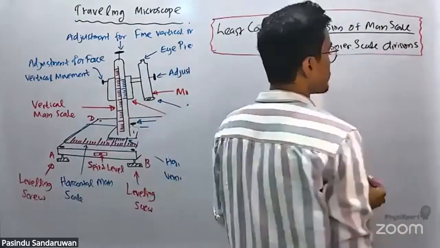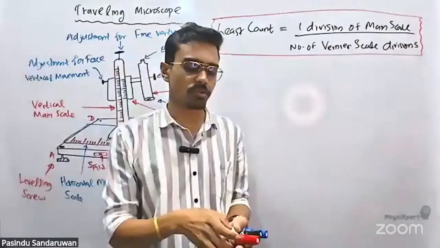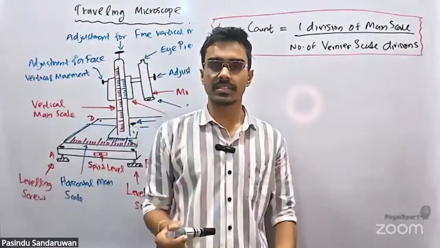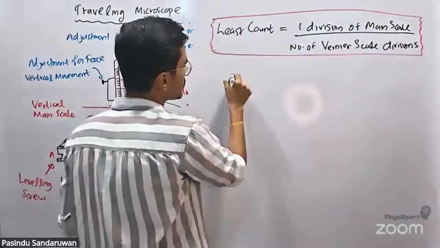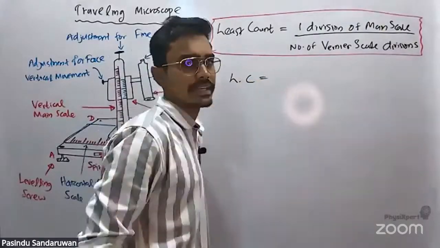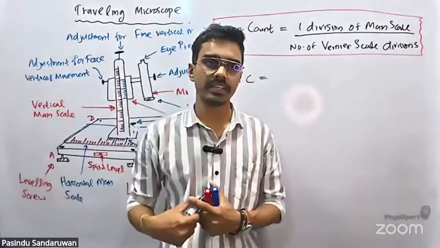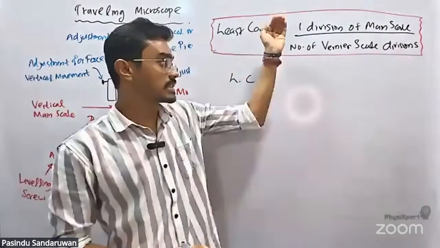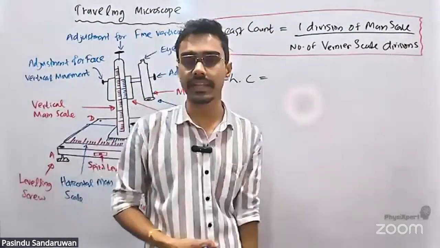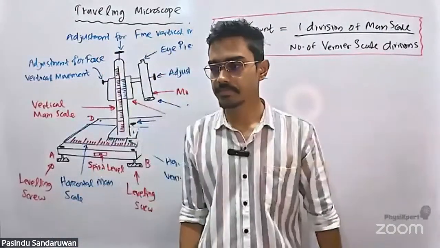Now, if I apply this equation to traveling microscope, you can find the least count of traveling microscope. The least count is... Point it and tell me. Students, quickly. First take this down and then find the least count here and tell me quickly.